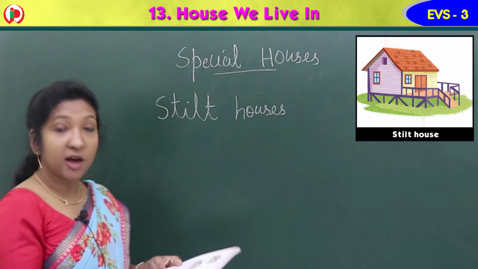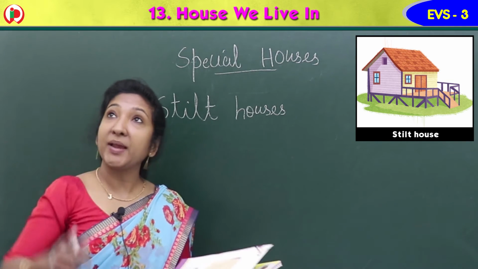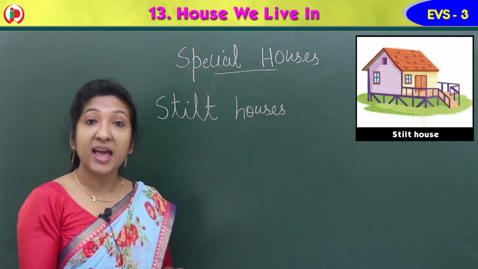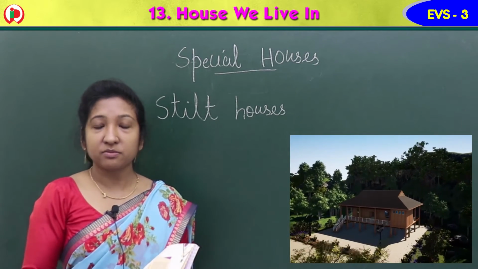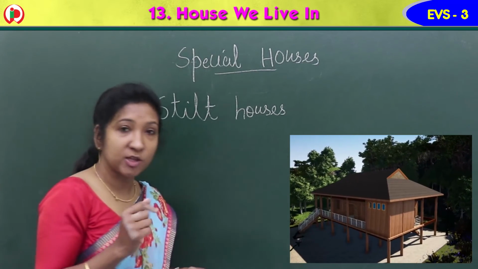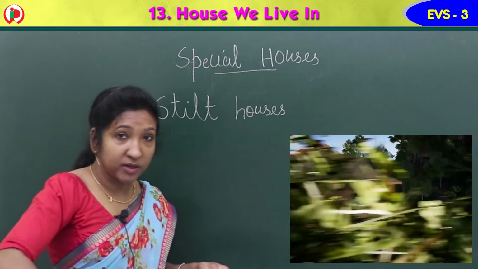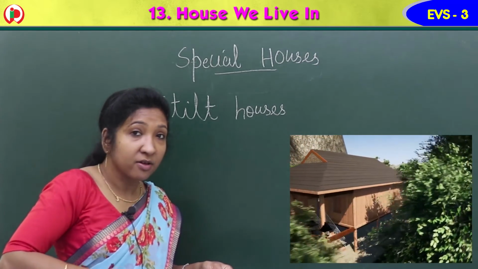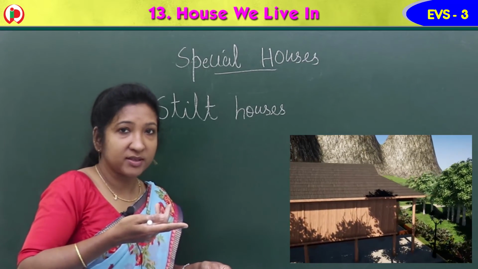Okay. What are stilt houses? Let's see. Stilt houses are built on poles, pole or pillar we say. Stilt houses are built on poles or stilts in places like Assam, where it rains a lot. In Assam, it rains a lot. So people build this kind of houses, stilt houses. You can see the image here, children. They are on the top, not on the ground. A little bit above the ground. Height is there for that house, isn't it?